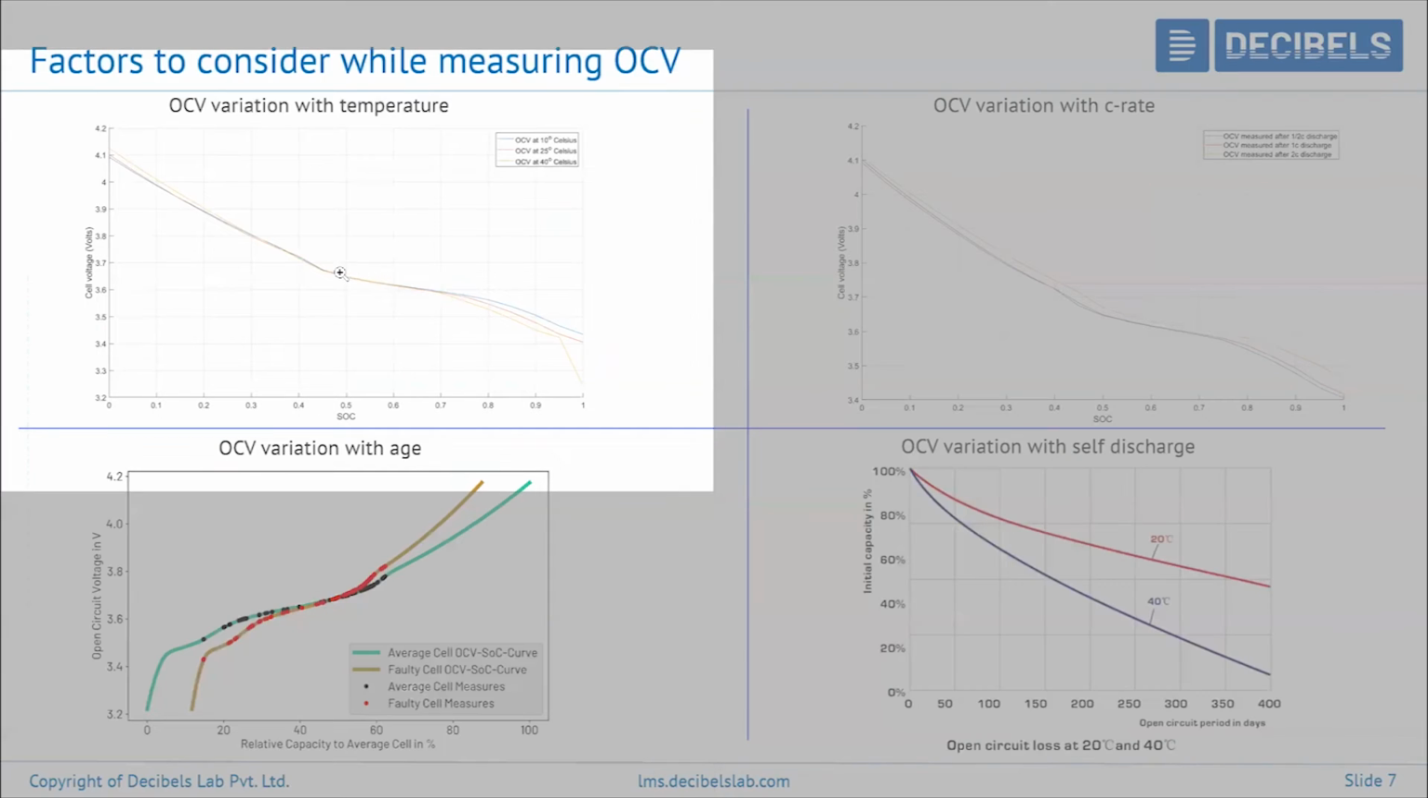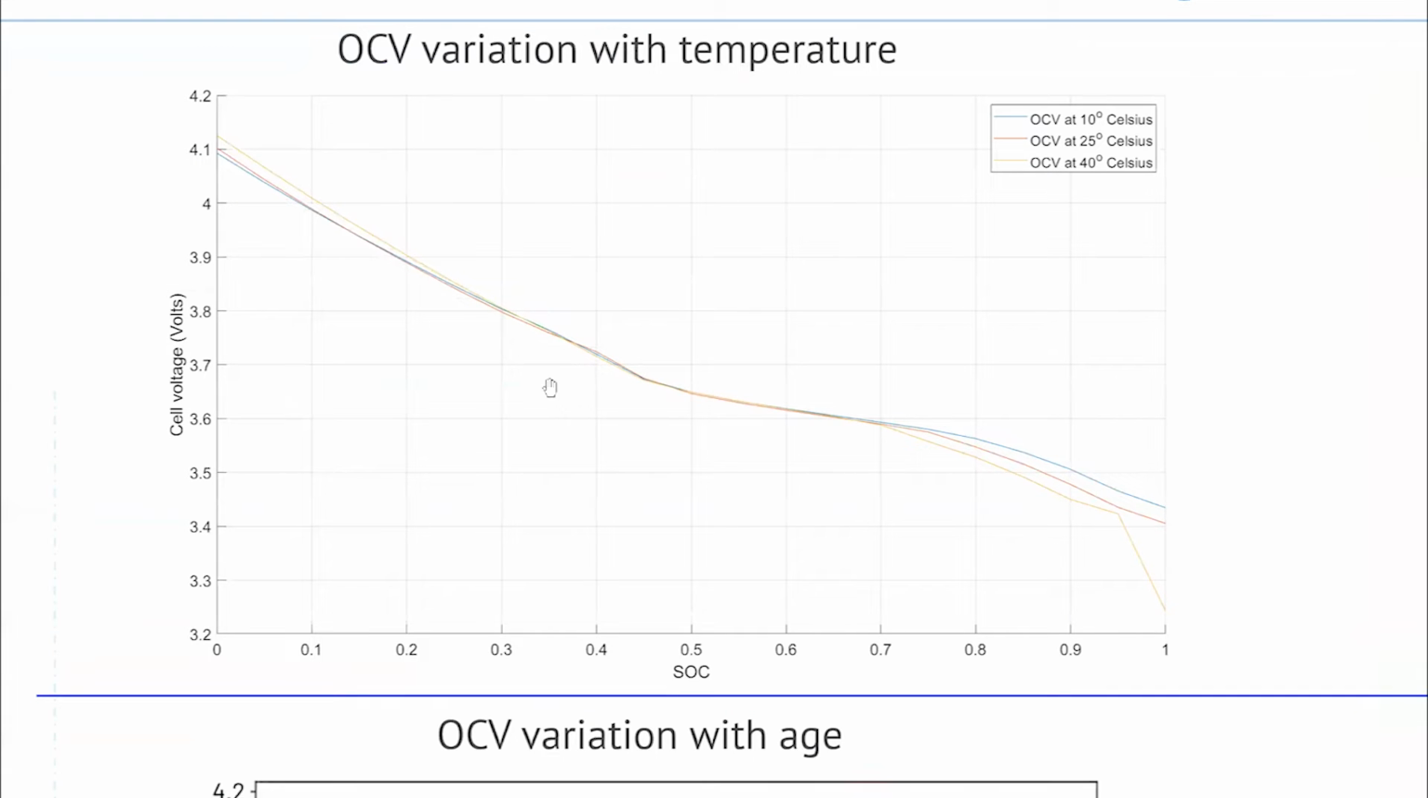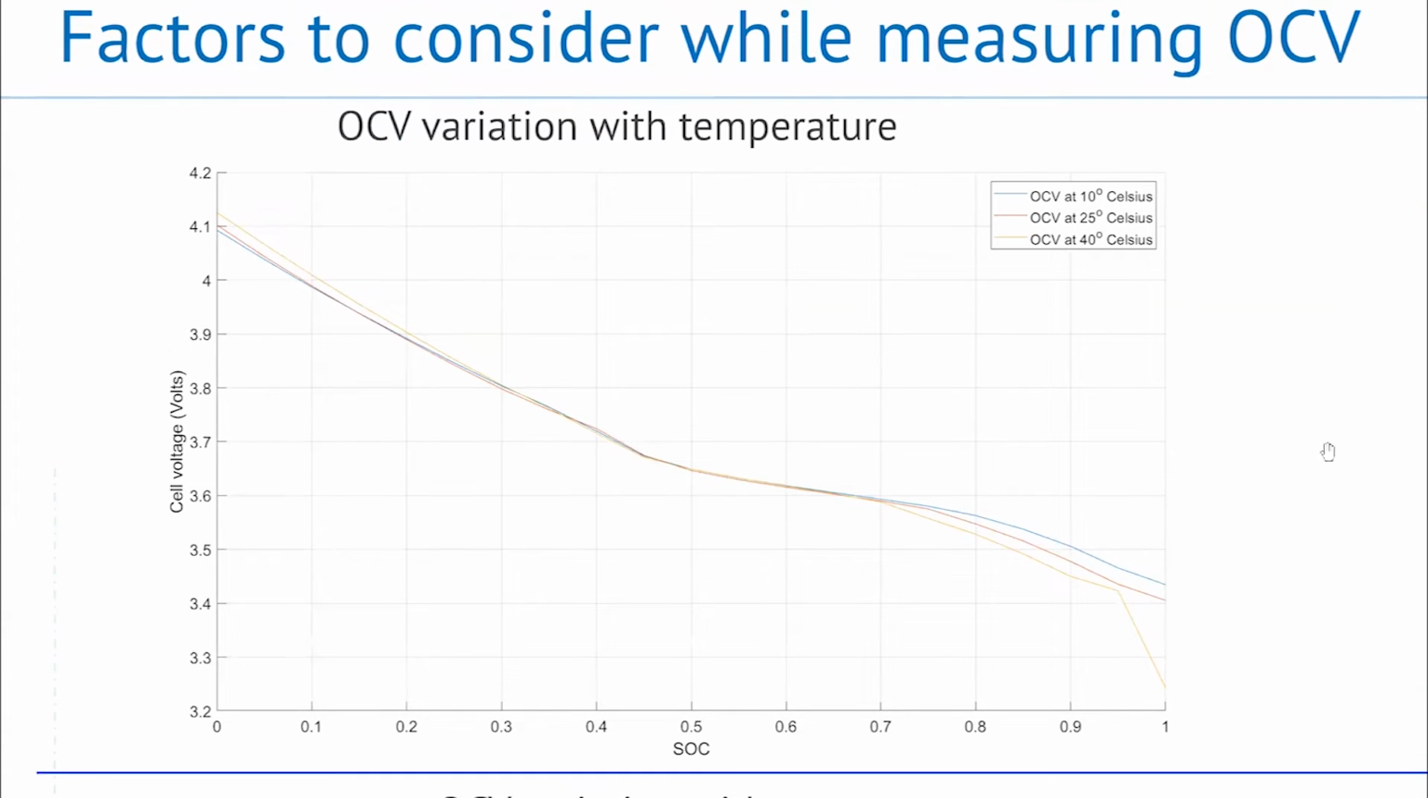So first we'll begin with this one, OCV variation with temperature. You can see here there are three situations. One is the OCV that has been measured at 10 degrees, which is very low, OCV that has been measured at 25 degrees, and OCV that has been measured at 40 degrees. Respectively, you can see the legend there, the blue, red, and yellow lines.